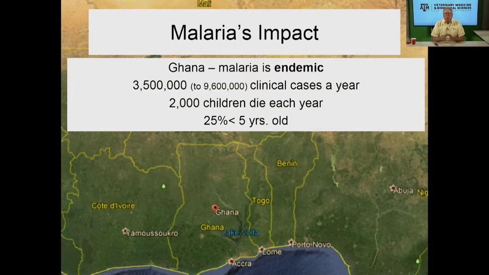And depending on which literature I went to, there's about 3 million to 9 million new clinical cases a year in Ghana. Think of that, 3 million people. That's like the population of Dallas and Houston becoming infected with malaria every year. That's just, to me, staggering.